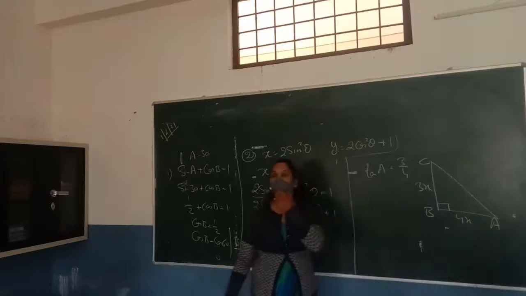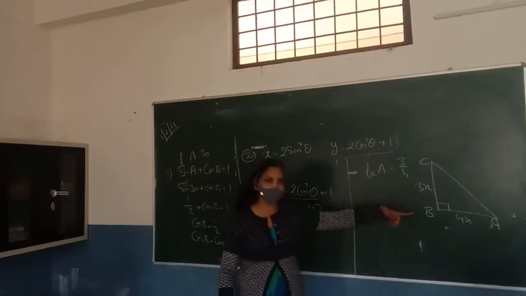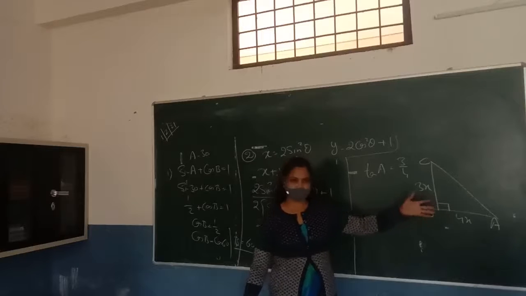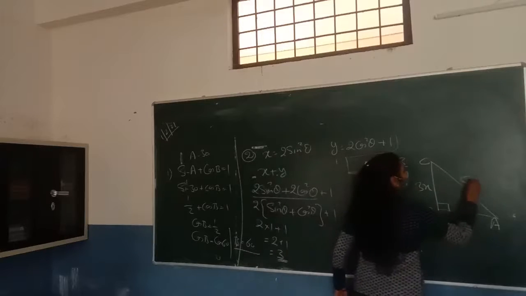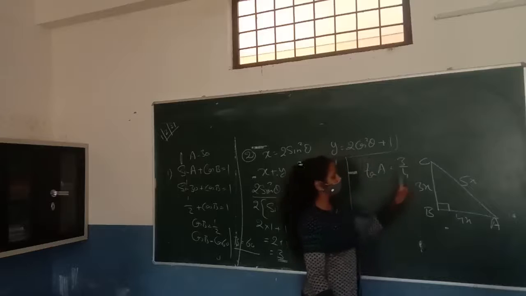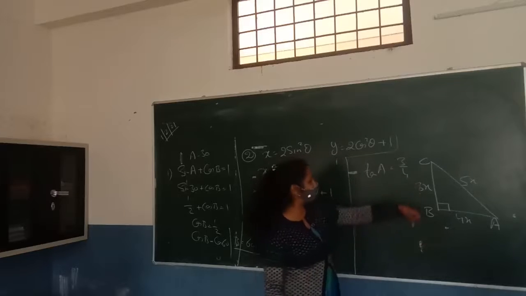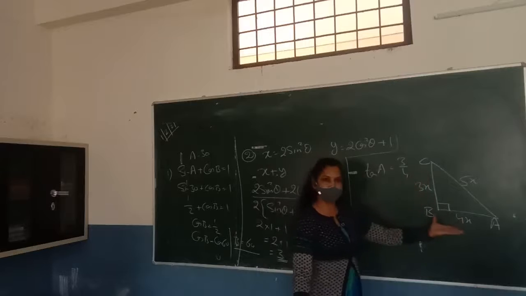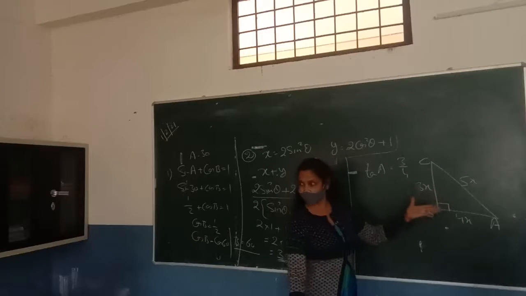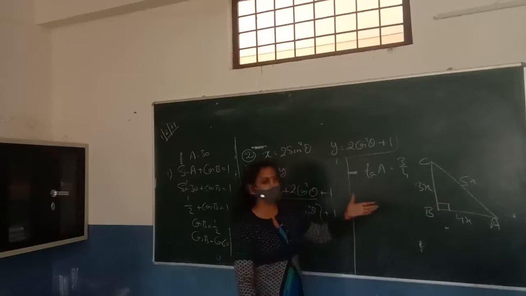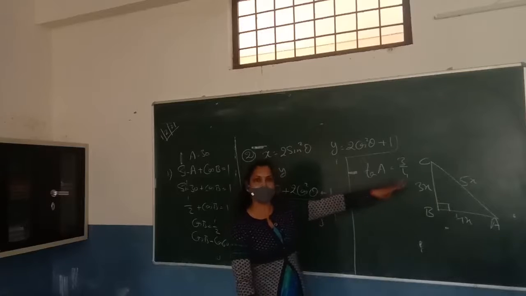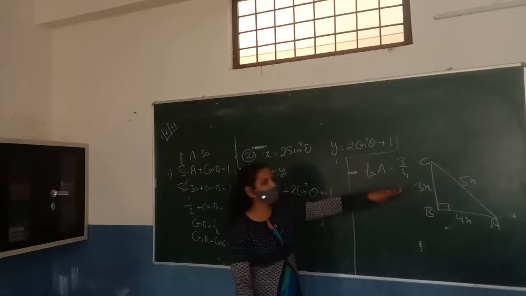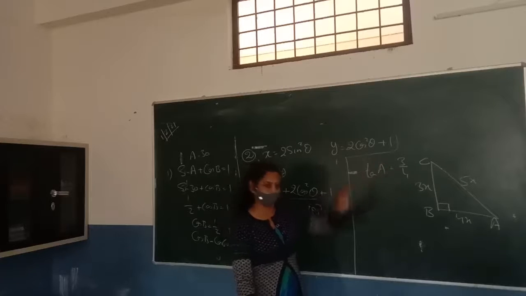So by using Pythagoras theorem, we can find the value of hypotenuse. It will be how much? 5x. So by using Pythagoras, we can find the value of AC. AC square is equal to BC square plus BA square, 3x square plus 4x square, 9x square plus 16x square, that is 25x square, then square root, plus minus 5x. We can't take the negative sign, so we will say AC will be 5x.